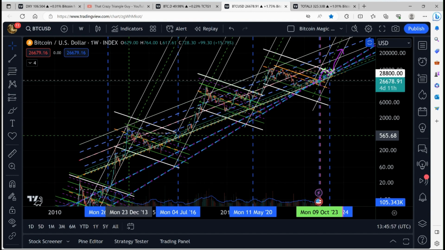Definitions. Are we transitioning into a bull? Are we... the bull market really started in October for the... what do you call them? Stock. What's the word I'm looking for? Traditional stock market. Started in October.